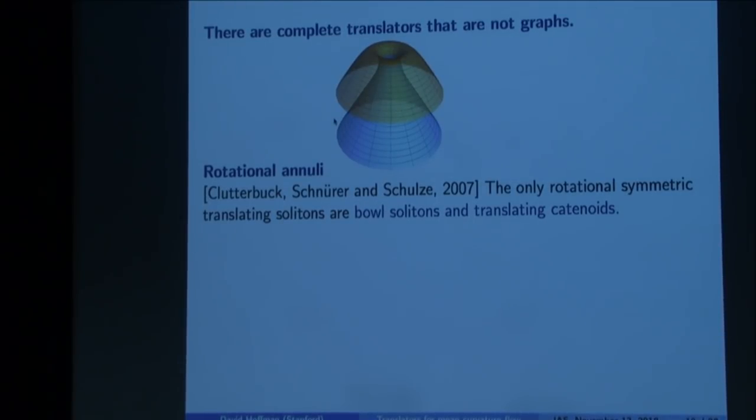Well, I don't know who found this one, but I think this one we stumbled upon. Okay, there are rotational annuli. You stumbled upon it. You found it. We needed variables. Okay, all right. So this one is not a graph.